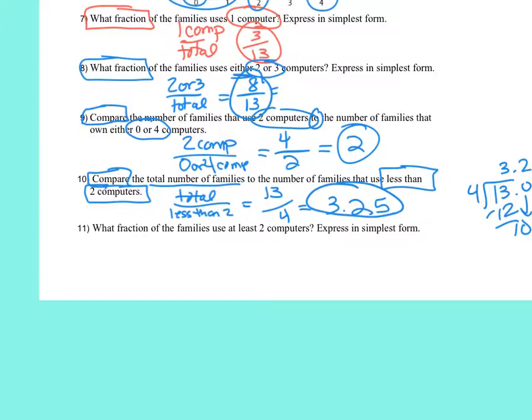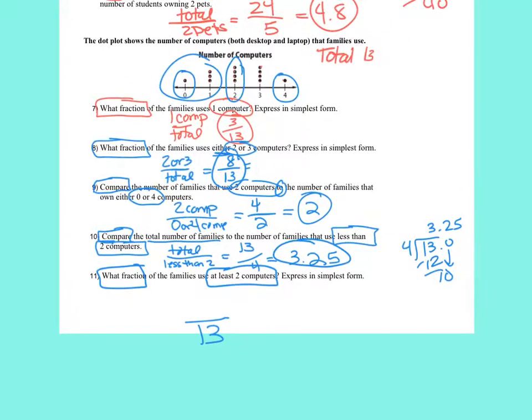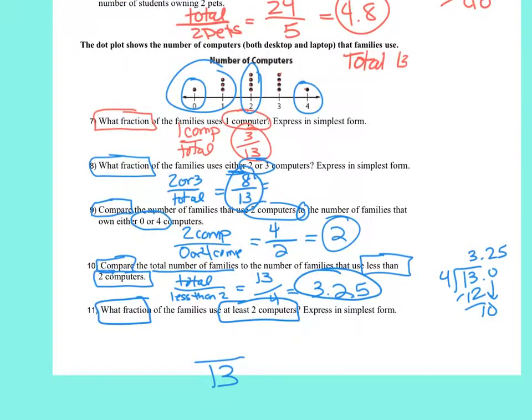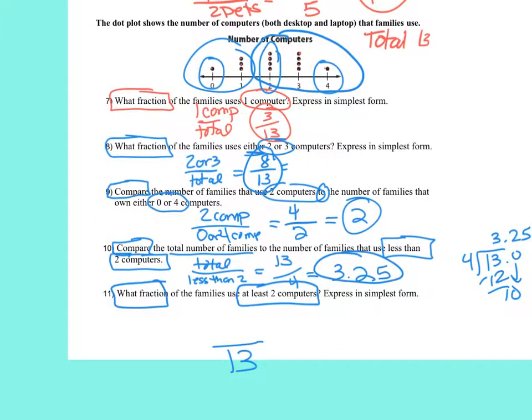Last one. What fraction of the families use at least 2 computers? So if it says what fraction, we've got to put it over the total. And at least 2 computers, am I going to include 2? Yes. So at least, so 2 or more. How many is that? 9 altogether.